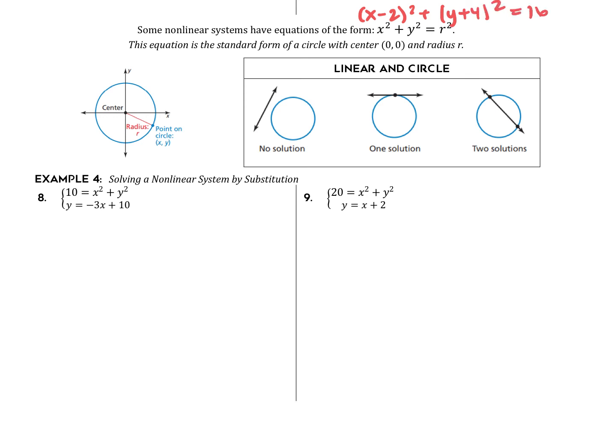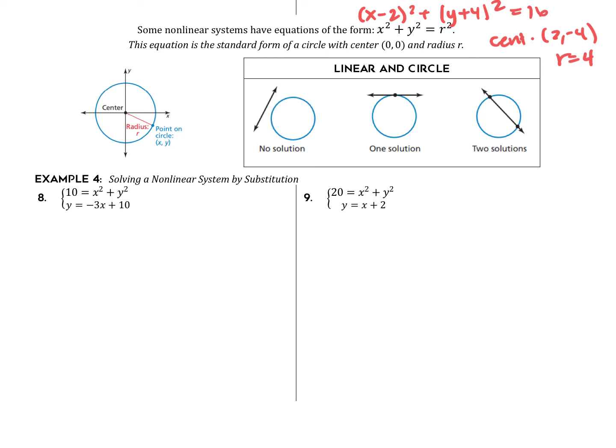So this would be the equation of a circle that is centered at the point (2, -4) and that has a radius of 4. So just kind of getting that idea, a little refresher in here. We don't need to remember all of the basics with a circle in order to understand how to solve the system, which is what we're going to focus on in this video.